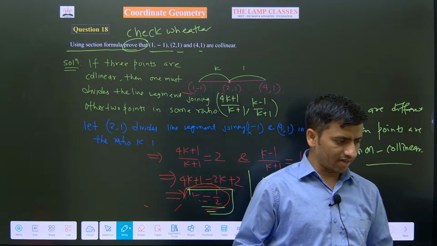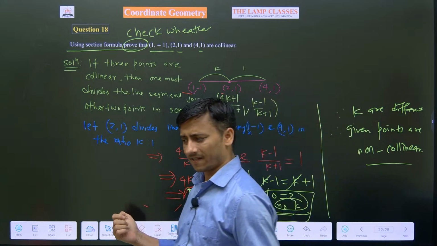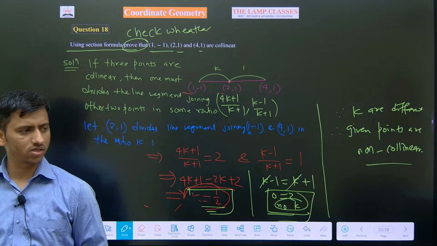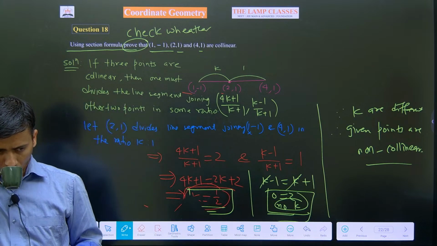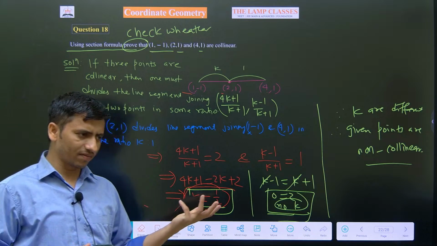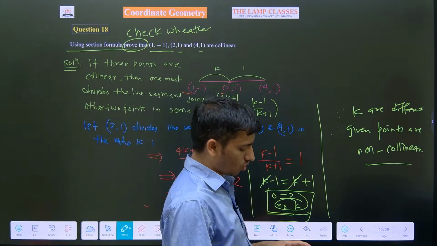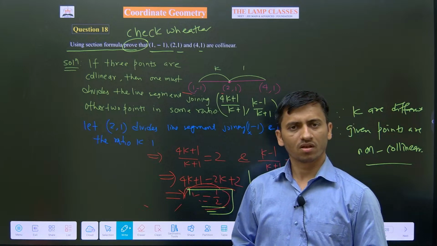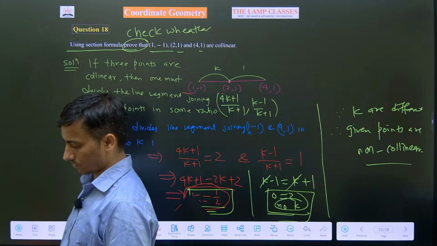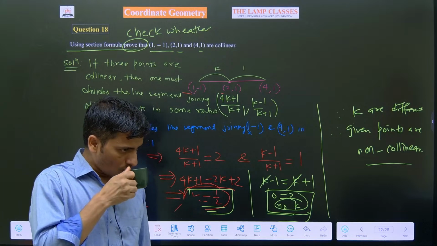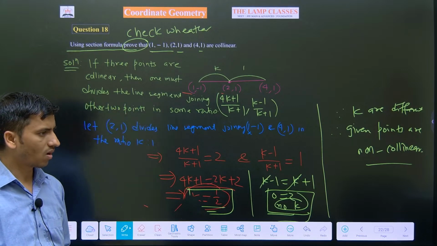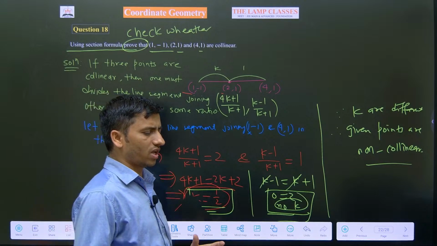Does anyone have any other doubt in this particular part? If they ask you to do it using section formula, this is what you have to do, guys. Otherwise, we have the distance formula if they don't tell you which particular method to use. By distance formula also we can tell. Have we got it? Shall we do the next one now?